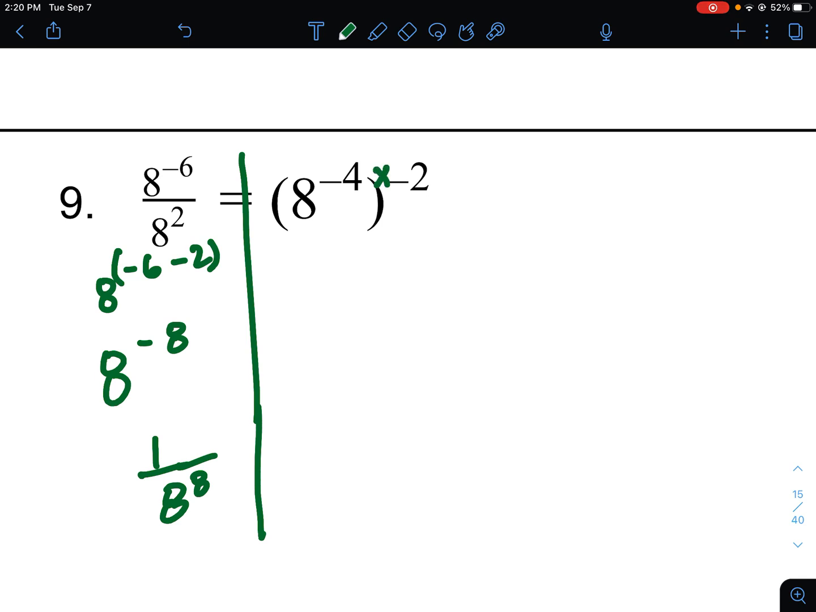Let's do this one. 8 to the negative 4 raised to the negative 2 is going to be 8 to the negative 4 times negative 2, which is going to be positive. So 8 to the 8th. Is 8 to the 8th the same as 8 to the negative 8? It is not, so it is false.